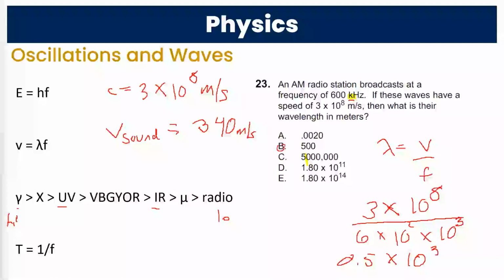500. B, 500. So word to the wise, use scientific notation and make sure you know from the math section your rules of exponents. Always use scientific notation on questions like this. It's going to make the math easier to do.